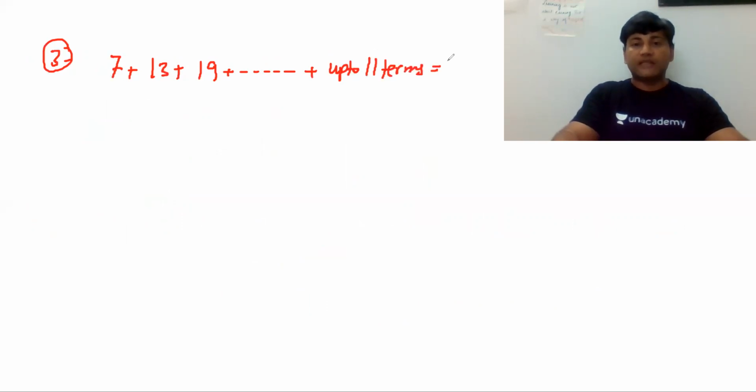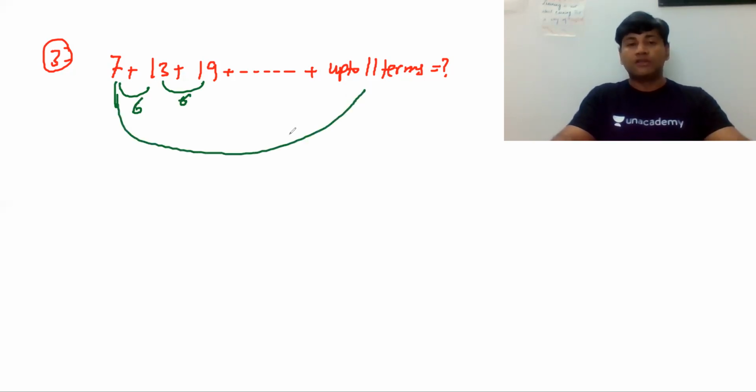So we have to find the sum up to 11 terms. So how do I do this? See, what is the gap between consecutive terms? You can see the gap between consecutive terms is 6. And what is the total gap? I don't know. So if there are 11 terms, there will be 10 gaps. Each gap is of 6. So 10 into 6, so 60 is the total gap.